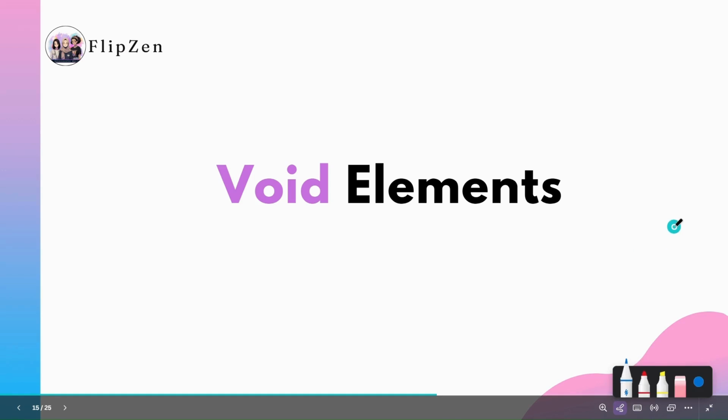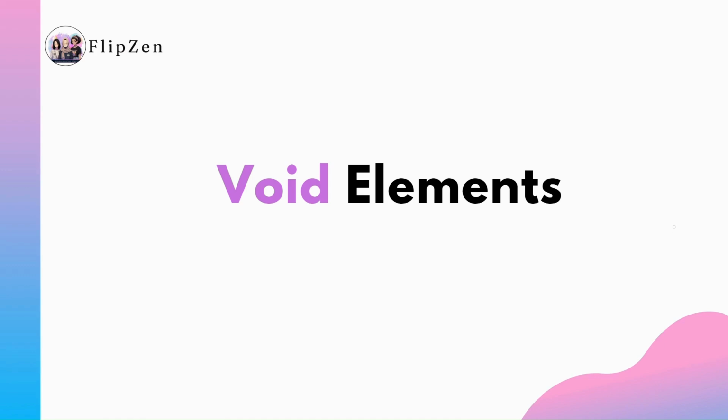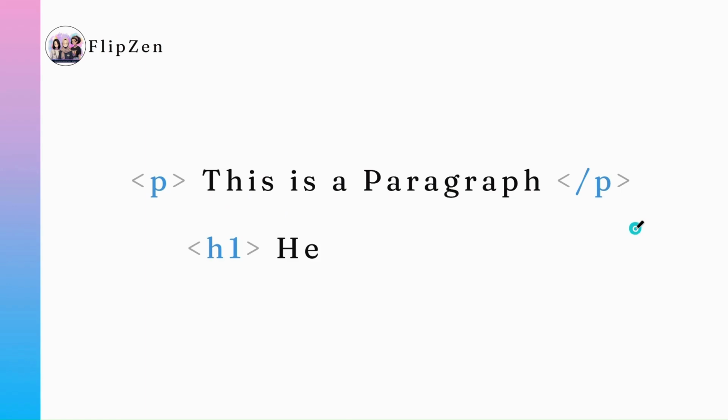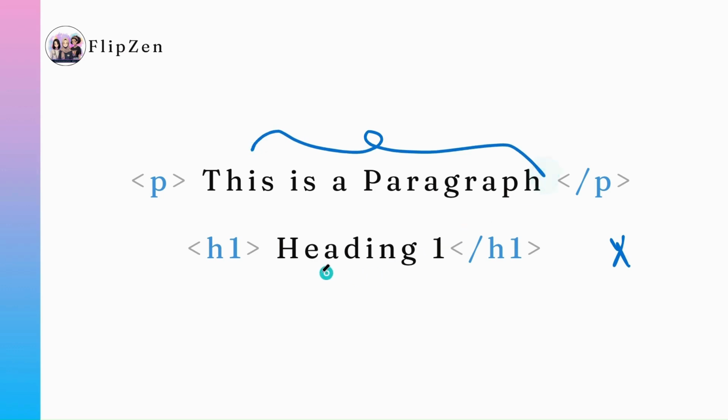Alright, now we are going to learn all about the HTML void elements, such as the horizontal rule and the break element. What exactly are void elements? Well, we have seen what non-void elements are, such as the paragraph element or the heading elements, and they are not void because they have content right here in between. A void element is an element where we cannot put any content inside the tag.